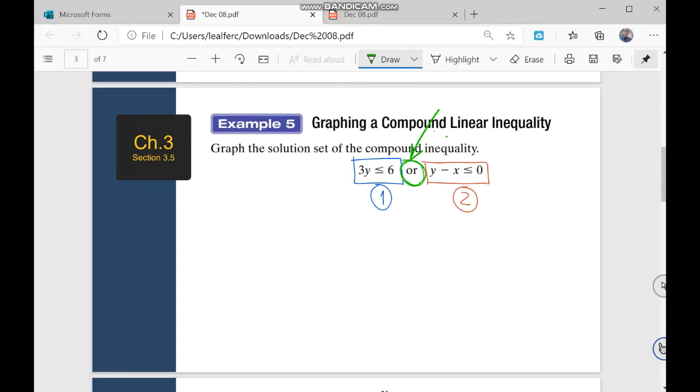Is OR union or is intersection? Do you remember?